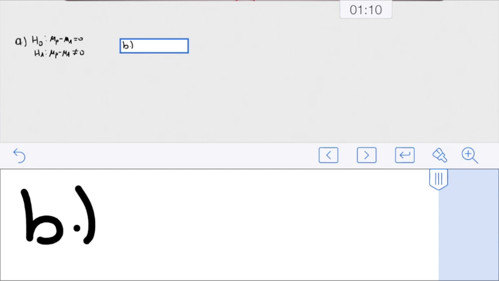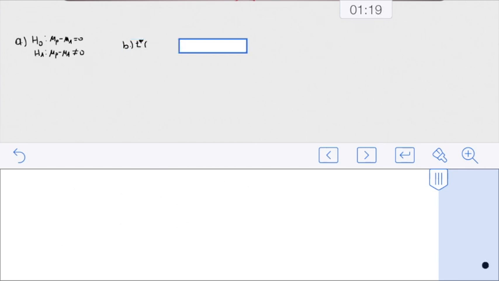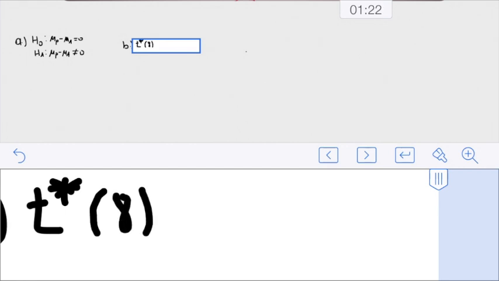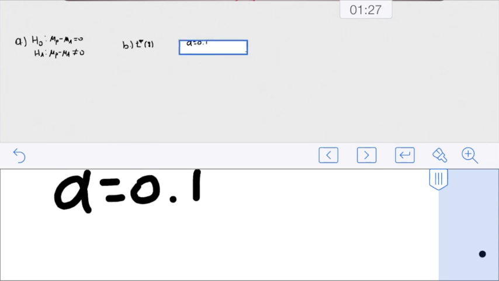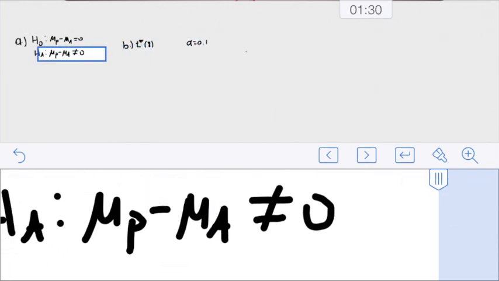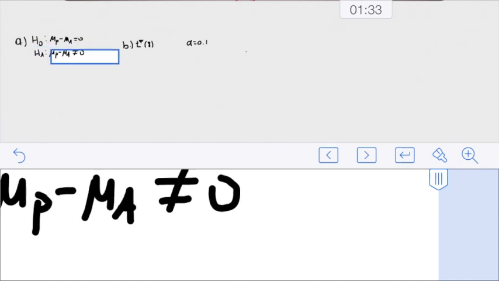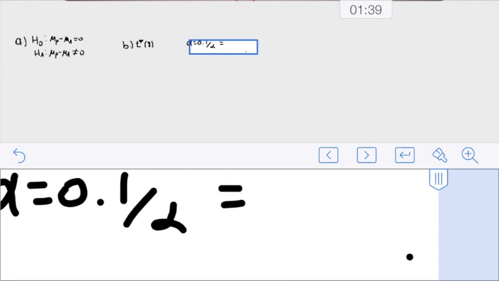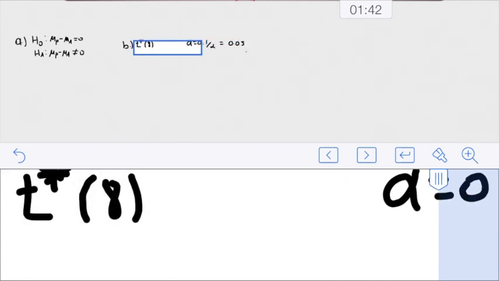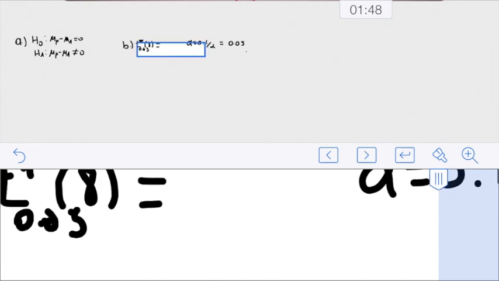So to start part B, we need to find our t-value from the table. So we're given our degrees of freedom, which is 8, and we're given our alpha, which is 0.1. So since this is a two-sided test, because our alternative is does not equal 0, we have to divide our alpha by 2. So that is equal to 0.05. So we can get that value from the t-table, and that is 1.86.